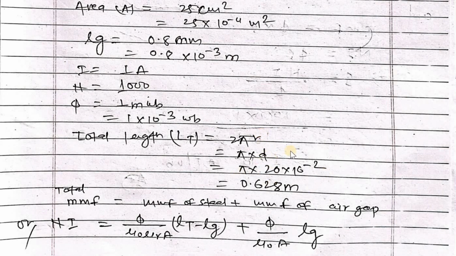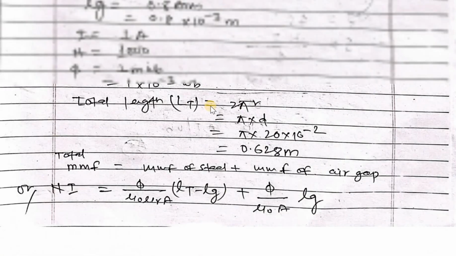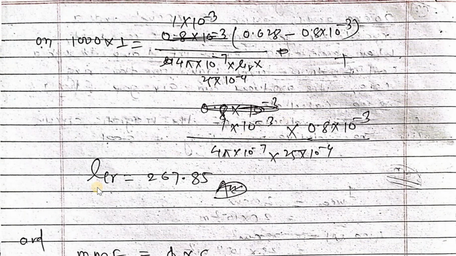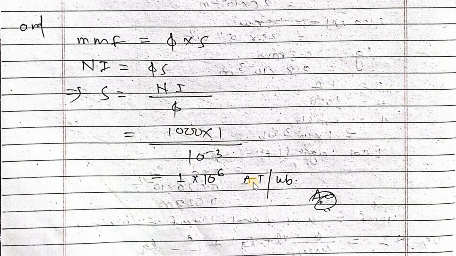So put all these values, we can get the total length, and mmf equals mmf steel plus mmf air gap. So Ni equals phi upon mu naught mu r A into (LT minus Lg) plus phi upon mu naught A into Lg. Put all these values. Then after simplifying, we can get the value of mu r, that is the relative permeability. And mmf equals phi into reluctance, so Ni equals phi into S, S equals Ni upon phi. Then put the values of Ni and phi, we can get the value of reluctance. The value of reluctance is 10 to the power 6.